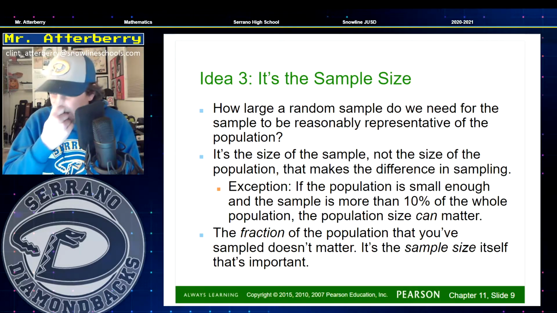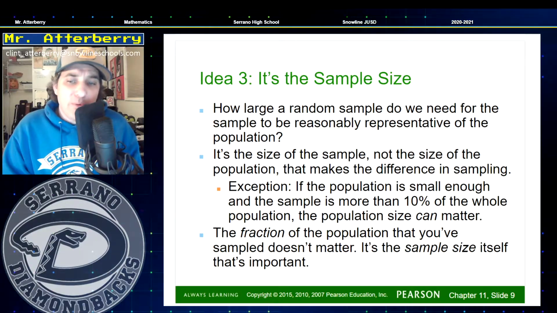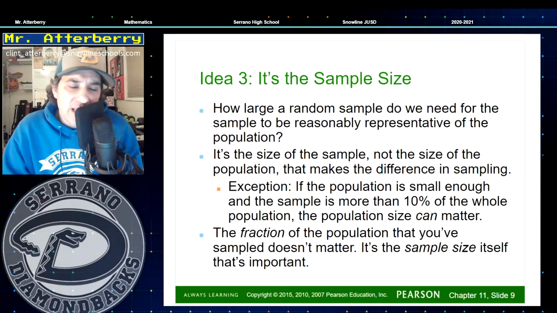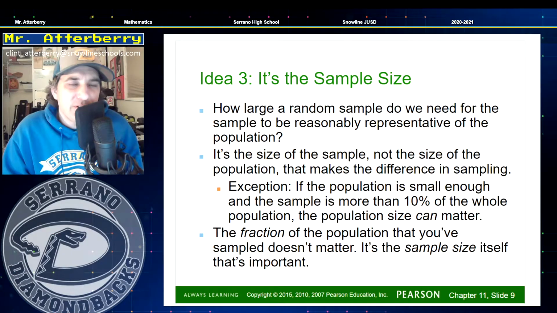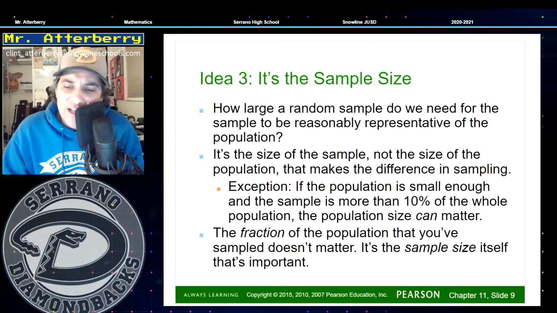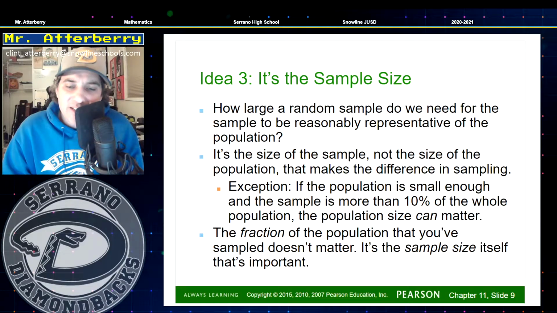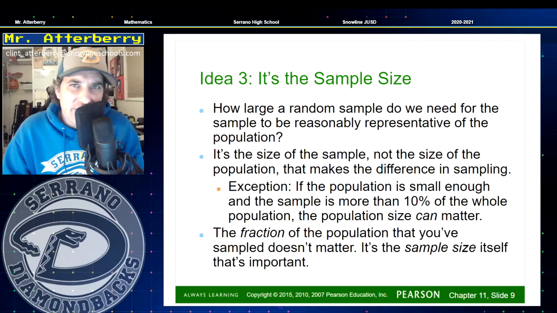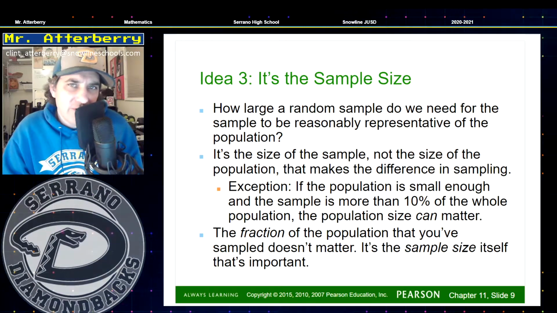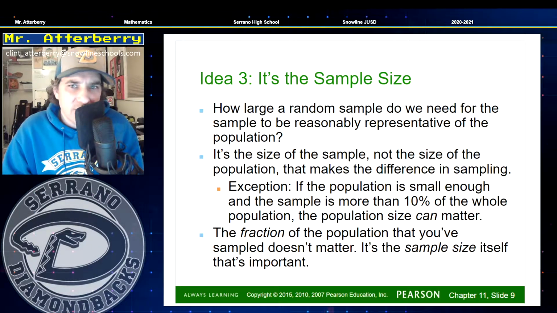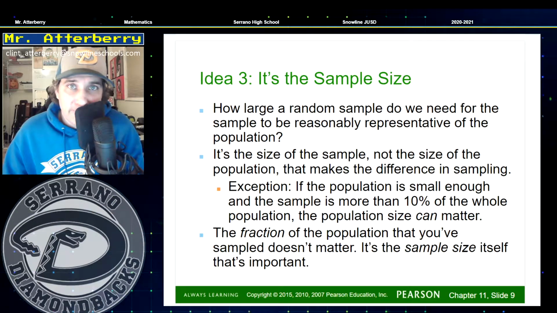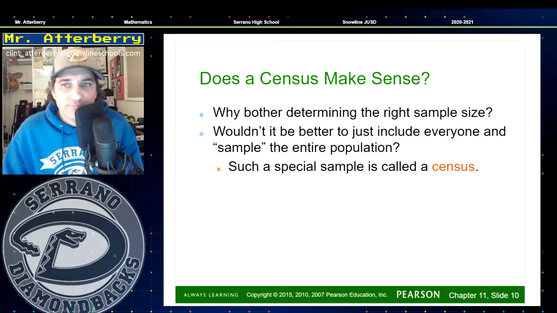can matter. Okay, so you're going to see this pop up a lot about when you select a sample, you generally want to keep it under that 10% of the total population. So the fraction of the population that you're sampled doesn't matter. It's the sample size itself that's important. So it doesn't really matter how much of the population that you're sampling. It's generally just the sample size itself. So you're not trying to aim for 2%, 5%, 8%, 6%, whatever. It's generally the size of the sample that is most important. Okay, how many you get to participate.